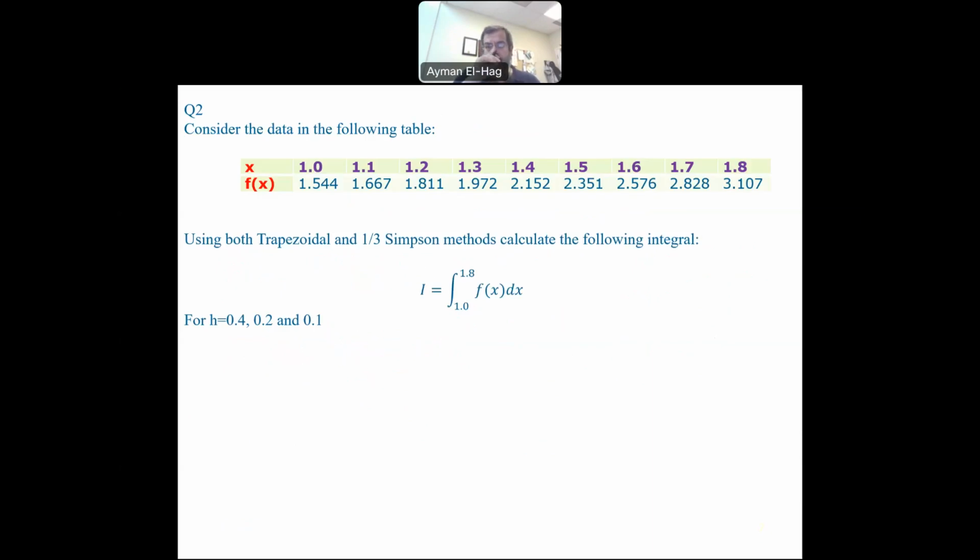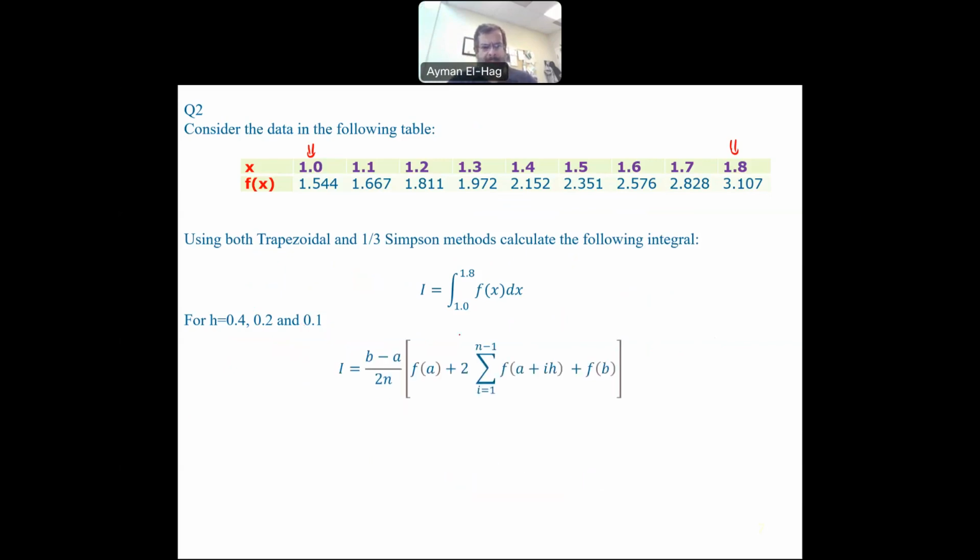Now let's go to a known function. Let's try to solve this for a discrete function. Basically here you want the integration from 1 to 1.8, and you are given x steps of 0.1 each. So your h between one point and the next is 0.1. That is the minimum h you have from the trapezoidal perspective. Here for h equal to 0.4, 0.2, and 0.1, we want to find the integration using the two methods.